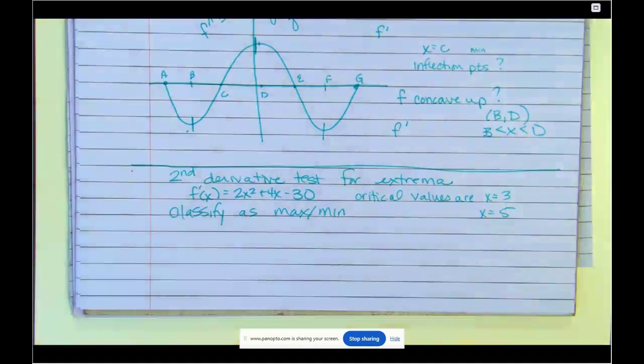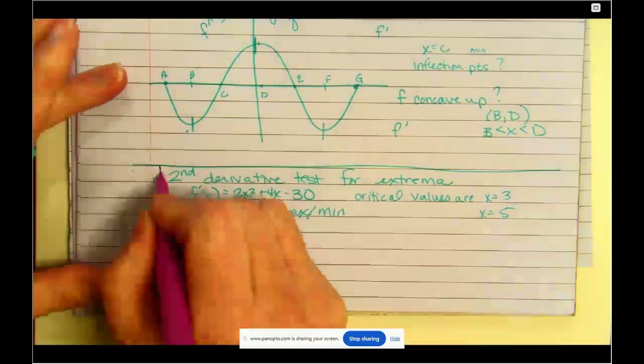I've written so much. Okay, so the second derivative test for extrema. I actually like this because it feels like I'm hacking the system a little bit.